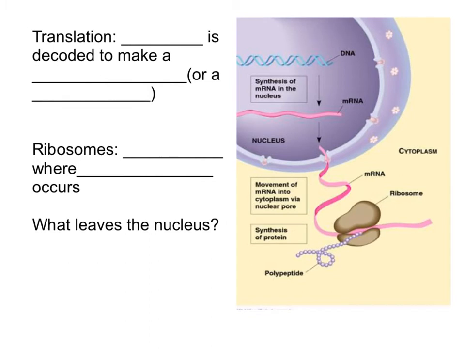Okay, so let's get a little definition here. Translation is when mRNA, what we start with, is decoded to make a polypeptide. And if we remember from our biomolecules, a polypeptide is simply a protein.